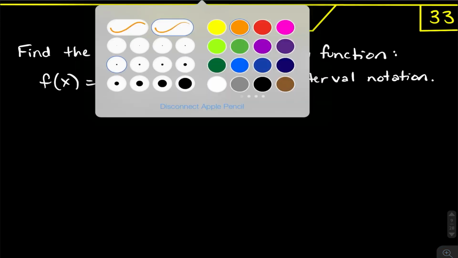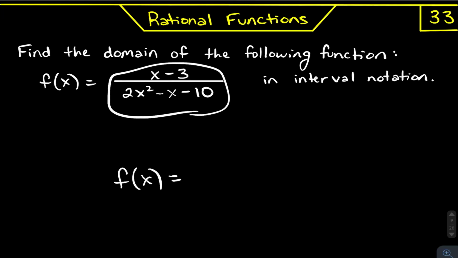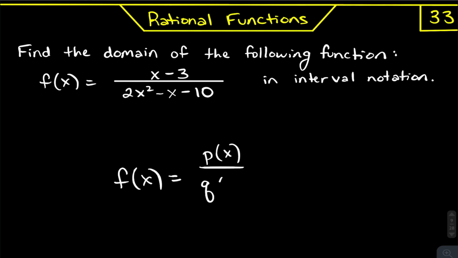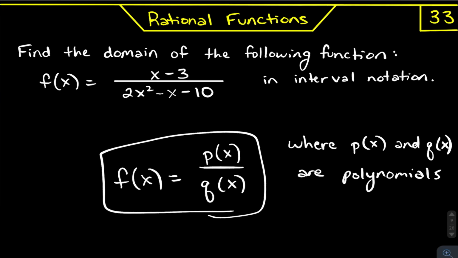So for rational functions, before I even get into this problem, let's talk about what a rational function actually is, because you might not know. A rational function is a polynomial over a polynomial, right? So you could have something exactly like this, which is a rational function. If you want to write that generally with variables, you could say that the general form of a rational function is this, where p of x and q of x are polynomials. Okay? That's what a rational function is.